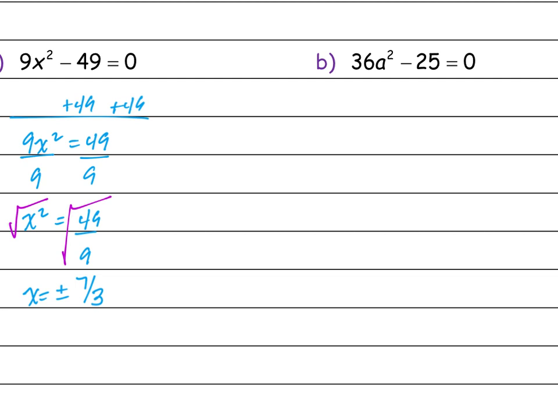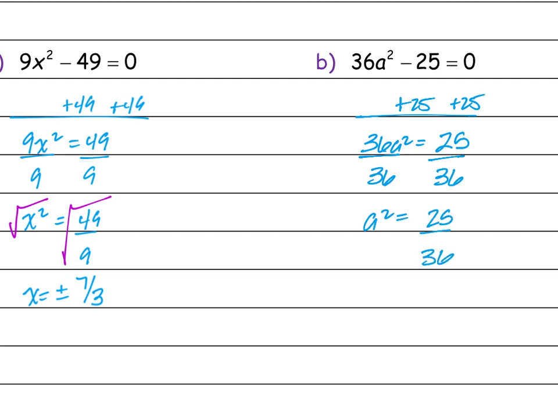So we're doing the same thing for B, right? Plus 25, 36a squared equals 25. Divide by 36. A squared equals 25 divided by 36. To get A, I'll square root them. So A is going to equal plus or minus 5/6.